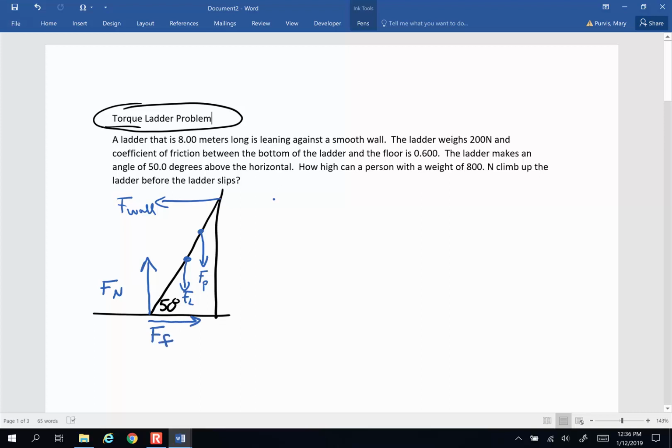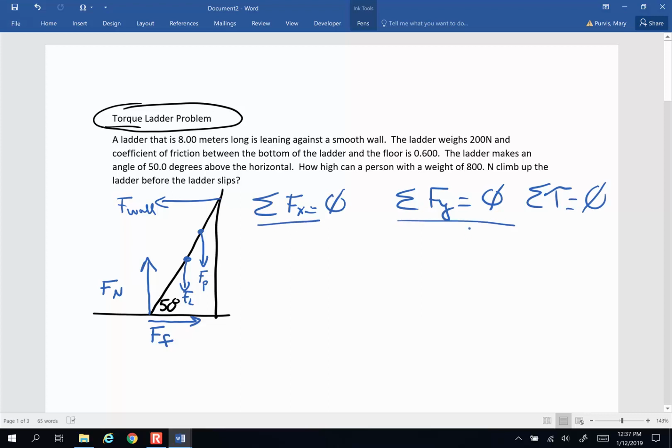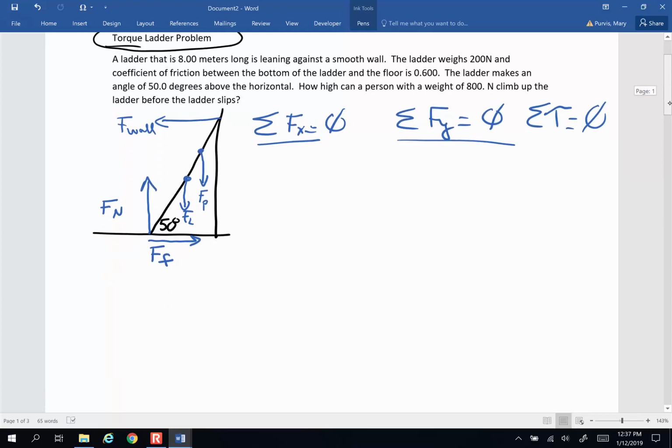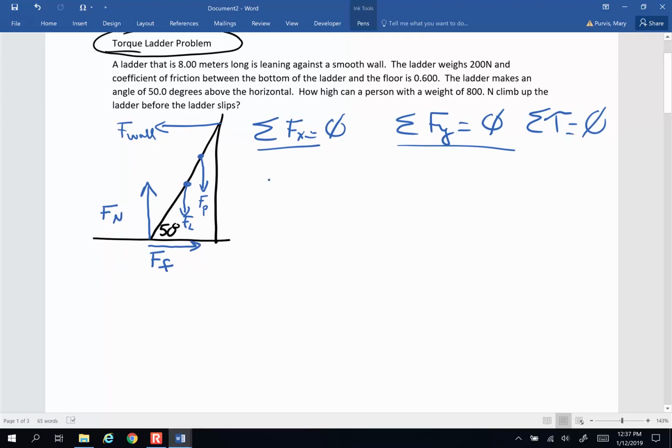If we have a situation that is static, the sum of the forces in the x direction equals 0, the sum of the forces in the y direction equals 0, and the sum of the torques on the object equals 0. So we're going to begin with the x's and the y's, and then we'll do torques in a few moments. To begin with, let's start with the sum of the forces in the x direction. I have the force of the wall equal to the force of friction. Those are the only two sideways or lateral forces.